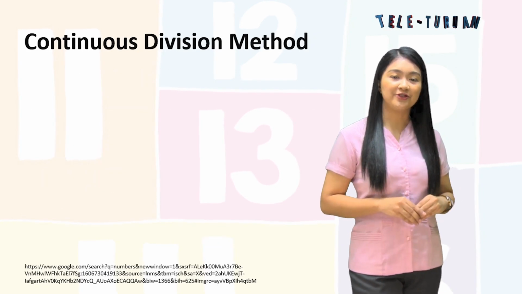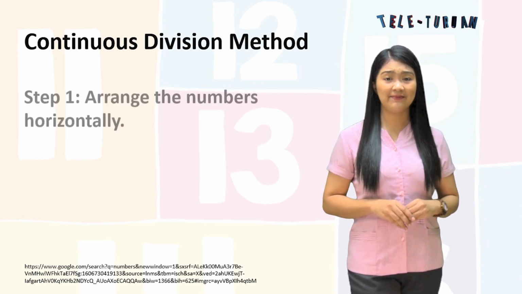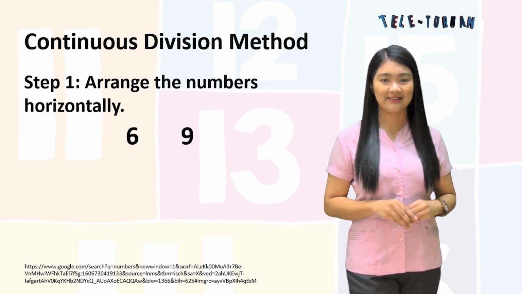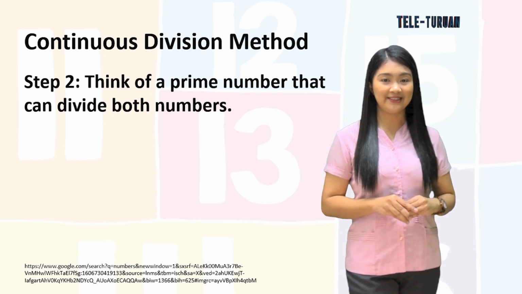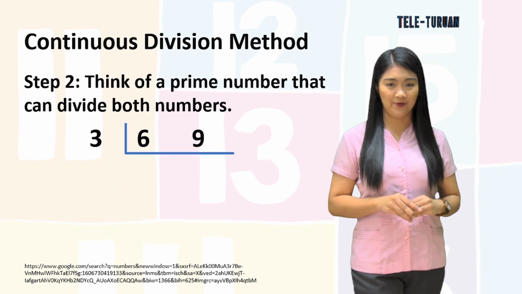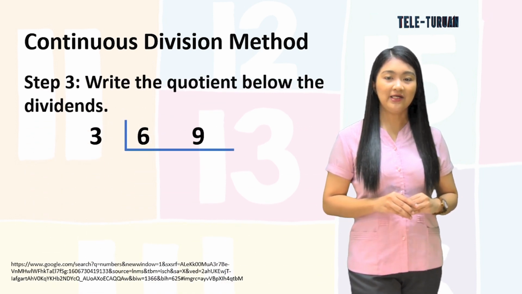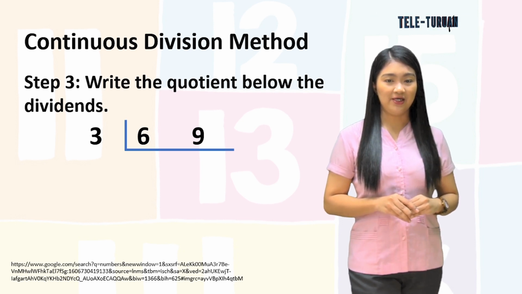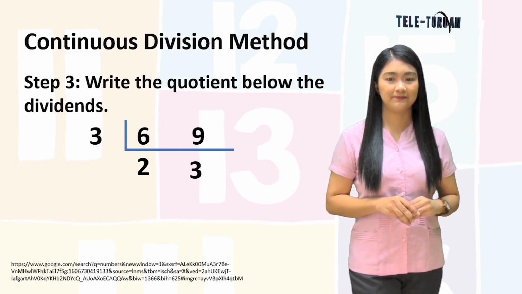The last method for solving this problem is the continuous division. Step 1. Arrange the numbers horizontally. 6, 9. Step 2. Think of a prime number that can divide both numbers. 3 is a prime number that can divide both 6 and 9. Step 3. Write the quotient below the dividends. 6 divided by 3 is 2. 9 divided by 3 is 3.